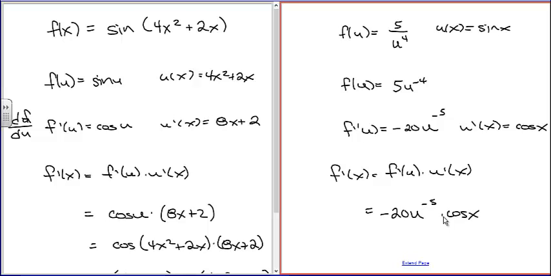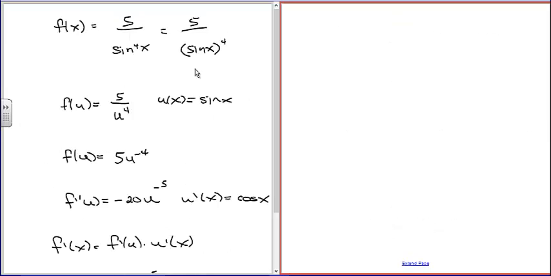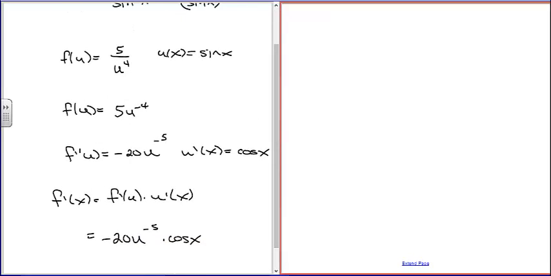Notice I put this little dot here just to make sure that you know this is a multiplication. If there's a parenthesis, I don't need the dot, but really, it's just a way of emphasizing that it's a multiplication. Okay, go back, find out what u of x is. So you get negative 20 sine of x to the negative 5 power times the cosine of x.